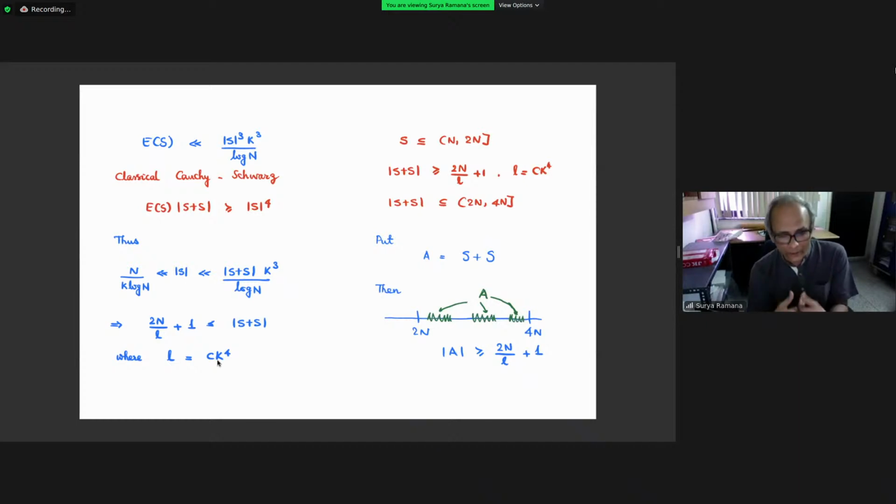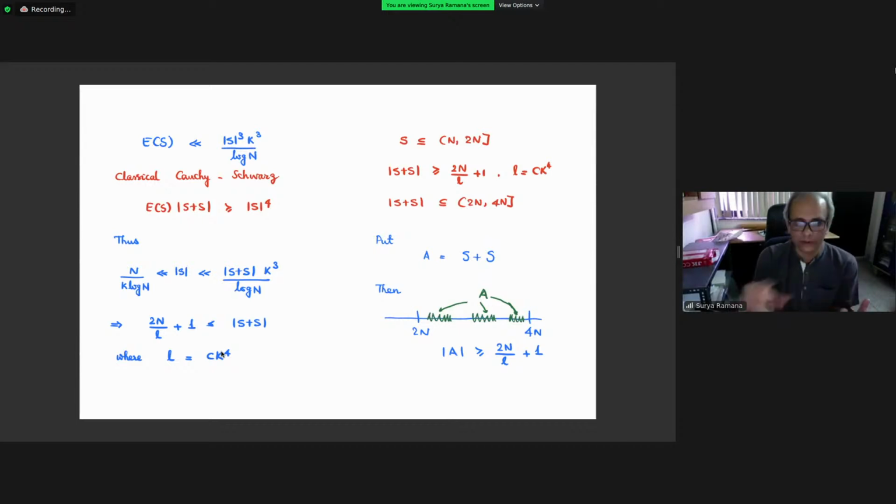Nevertheless, we concluded using additive energy and so on that the sum set of this set of primes has actually positive density in the interval 2n to 4n. It has more than 2n by L plus 1 elements, where L is C k to the 4. So starting from a set of primes, we have just added it to itself and arrived at a set which has positive density in the full set of integers.